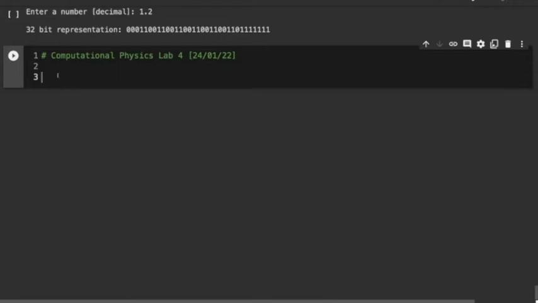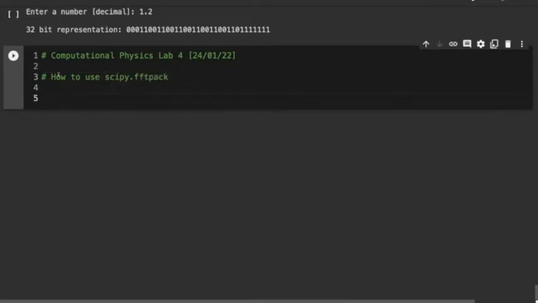All right. So let me first demonstrate to you how to use SciPy. There is a package called Scientific Python or SciPy, and that has an FFT library called FFT Pack. So how to use SciPy FFT Pack? Let me just show you that first. Examples of this, obviously, I will show as we go along.